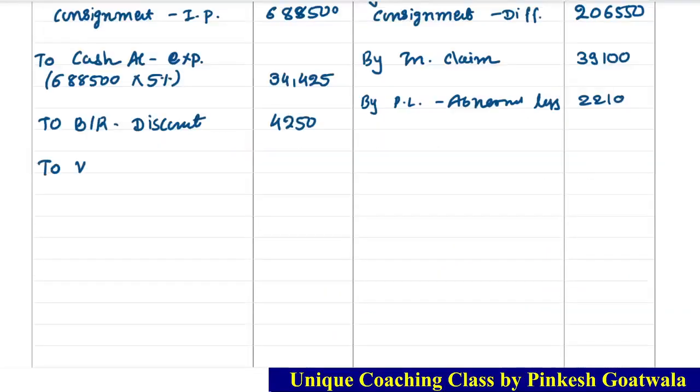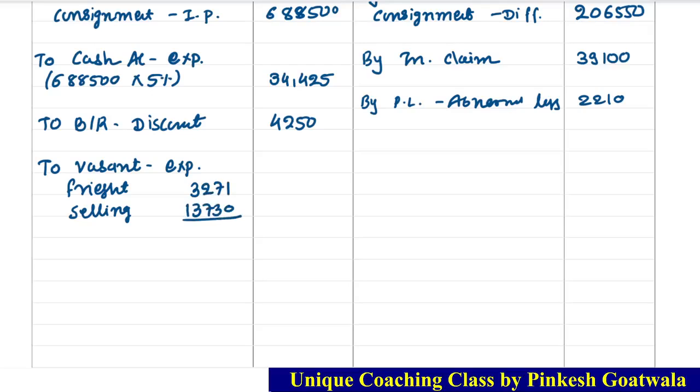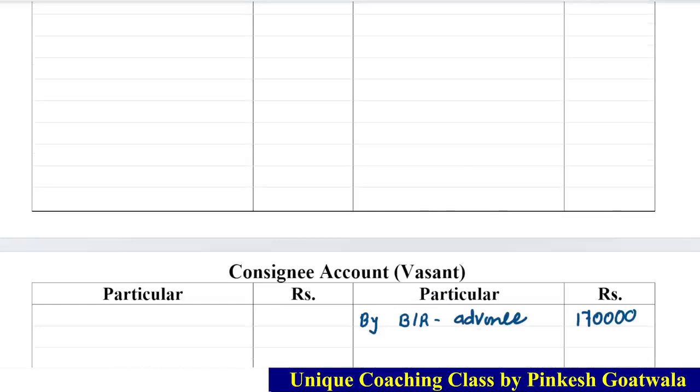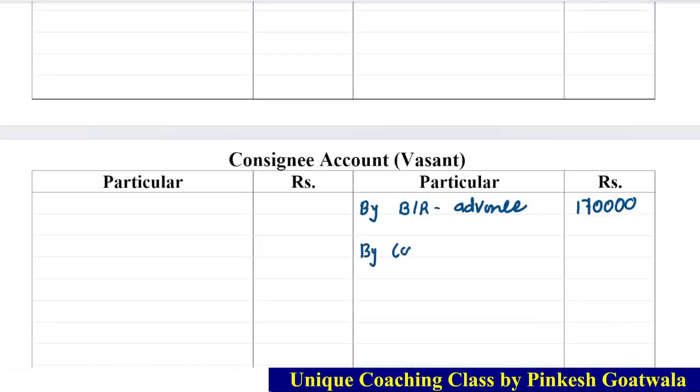So here, Vasan's expense. Which expenses are given? Freight and selling: 3,271 and 13,730, total 17,001. And the second effect in the consignee account: by consignment expense 17,001.